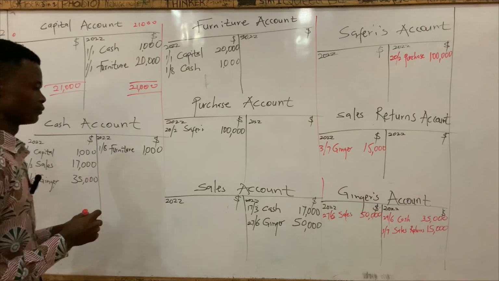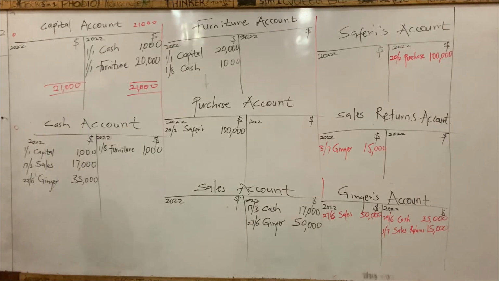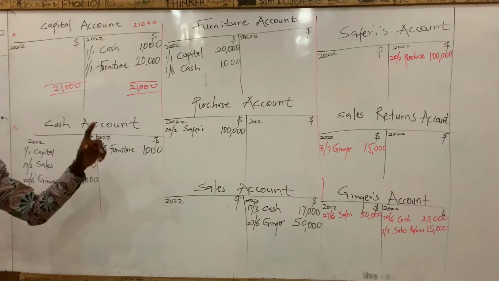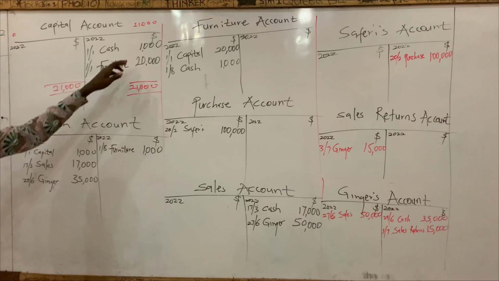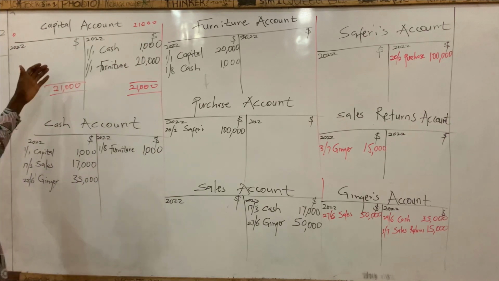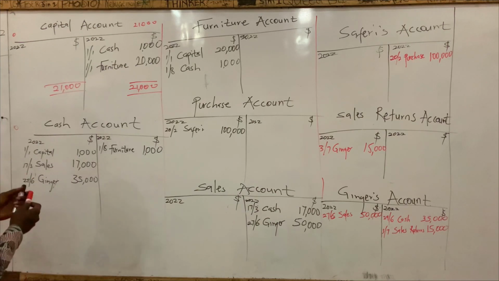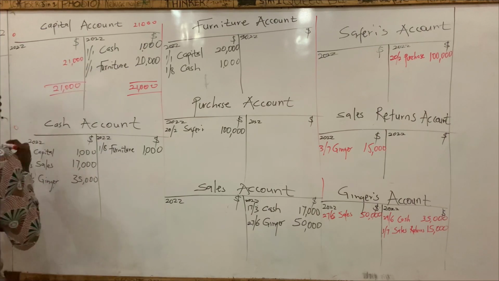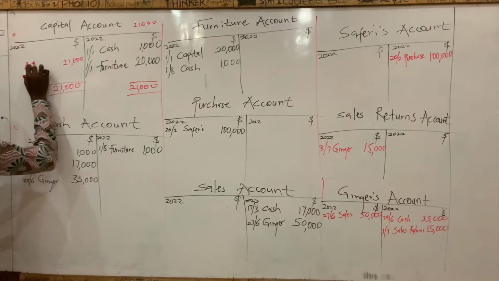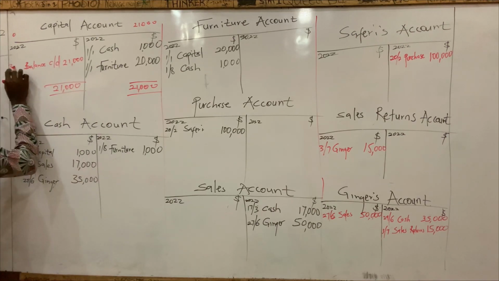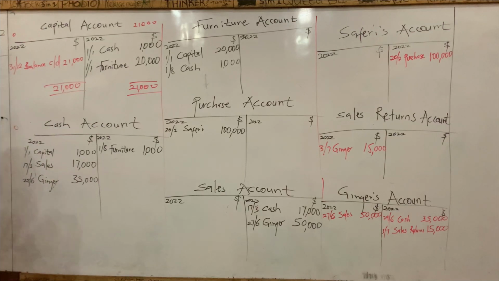Then after this, the next step says that after balancing off both sides with a greater total, you need to find the difference among the two totals and put the difference on the side with a shortage, which is the debit side in this case. So the difference is still $21,000. So the difference will be inserted here, and it will be named balance C/D, and it will be dated as 31st December 2022.